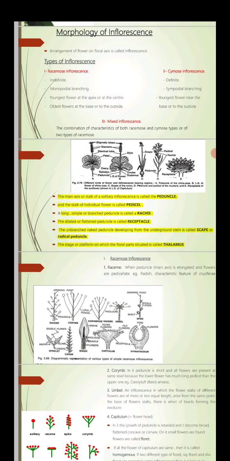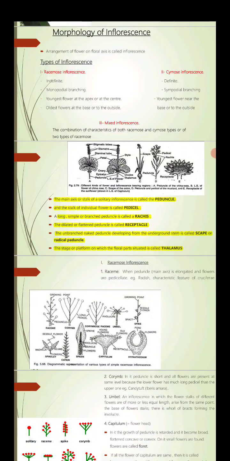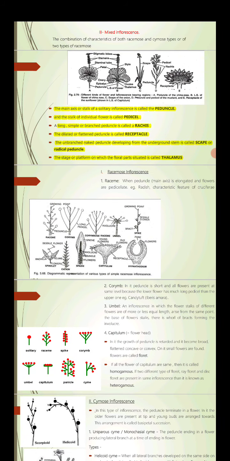This is the mixed inflorescence. So apart from the racemose and cymose, there are other inflorescences, the mixed inflorescence. This is the combination of the characteristics of both racemose and cymose types, or of two types of the racemose. Okay, next thing is the racemose inflorescence.